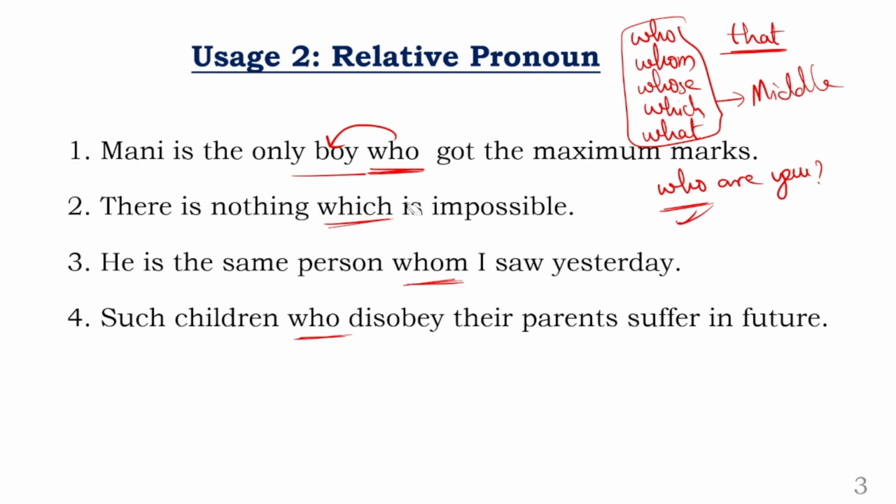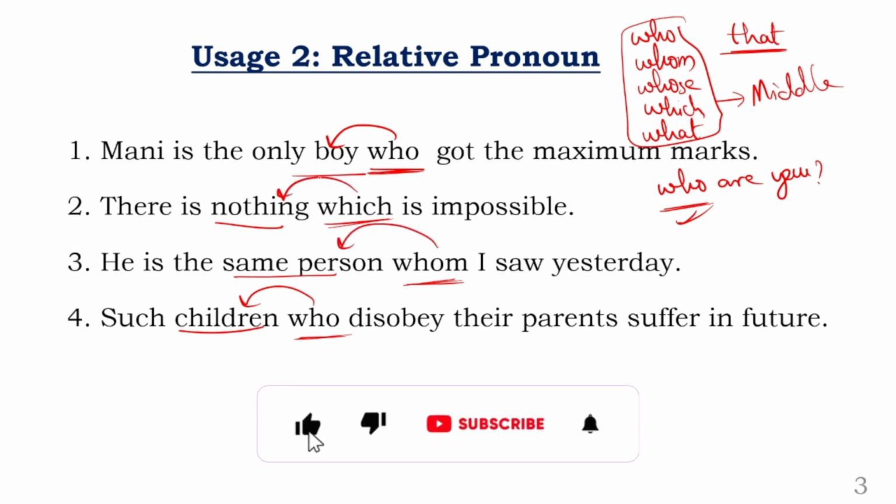There is nothing which is impossible. Again, the word which is referring to the word nothing. Next, he is the same person whom I saw yesterday. The word whom is referring to the same person. Such children who disobey. The word who is referring to the word children. So relative pronouns are the words that refer to the nouns before them like this.